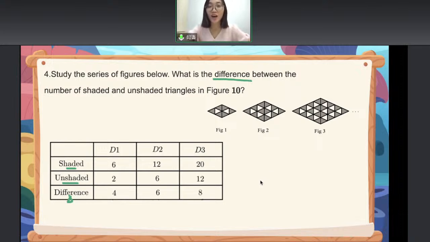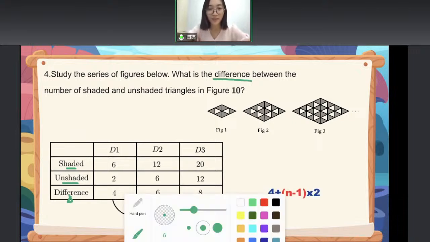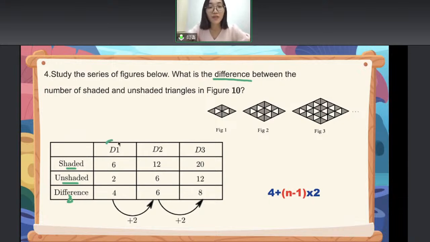Now, can you try to observe? Yes, what is the pattern of the difference here? From 4 to 6, from 6 to 8. So what is the next number for the difference part? Yes, you see, we always plus 2, plus 2, plus 2. So actually, you can see that if it is figure 1, do we need to plus any 2 here? No, the basic part is 4.